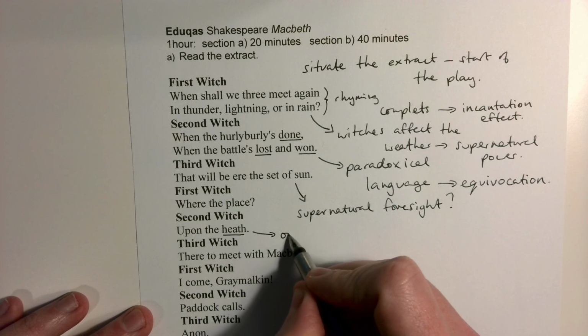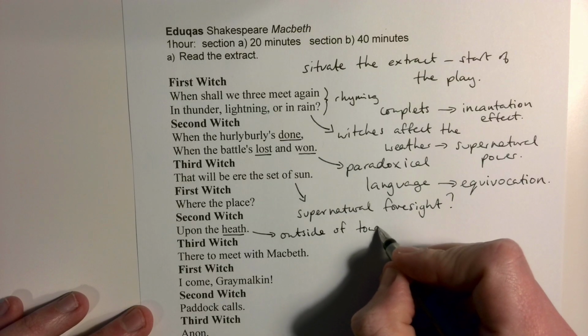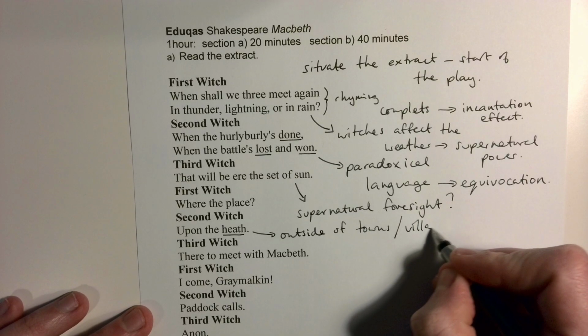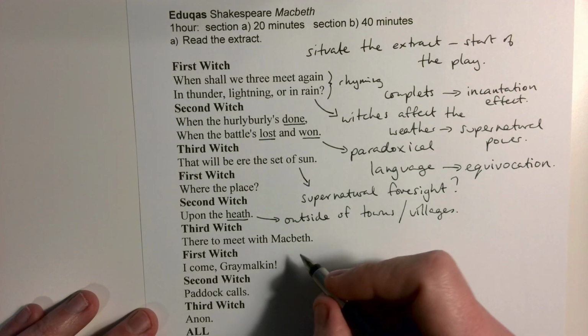They're going to meet him outside of towns or villages. And this sense of the witches as the ultimate outsiders in Shakespeare is really, really important. We'll talk a little bit about that and some of Terry Eagleton's writing about the witches that also links in with this question of the witches' outsider, odd status. So they're going to be meeting him outside of where humans normally live or are to be found. So they're going to meet with our friend Macbeth.